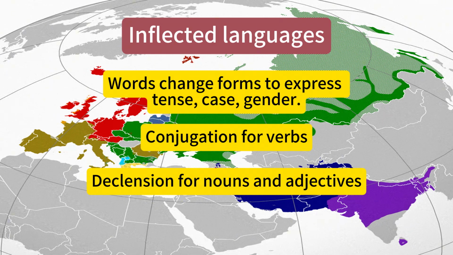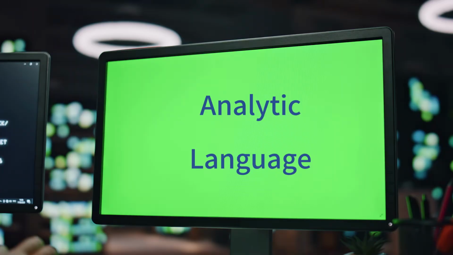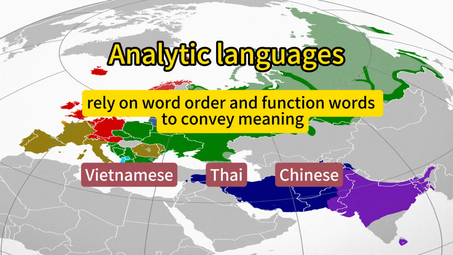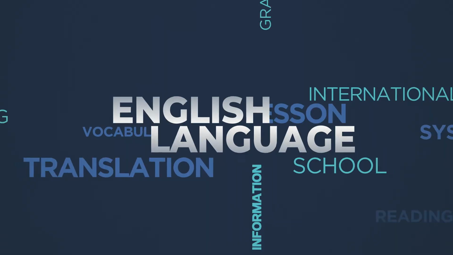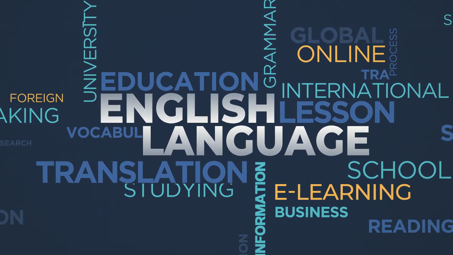But in English, only a few traces of this system remain, like walked for the past tense or runs for the third person singular. These are just remnants. Modern English has evolved into what we call an analytic language. Languages like this rely on word order and function words to convey meaning, like Vietnamese, Thai, or Chinese. So, how did this transition happen? And when? Let's talk about that in this video.